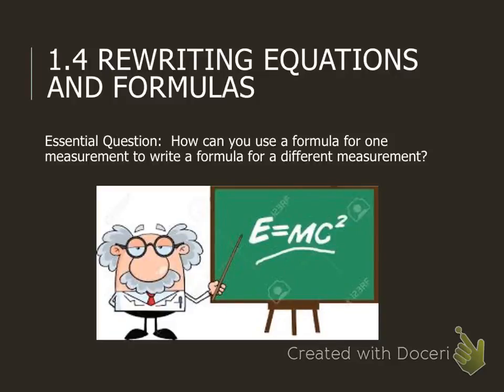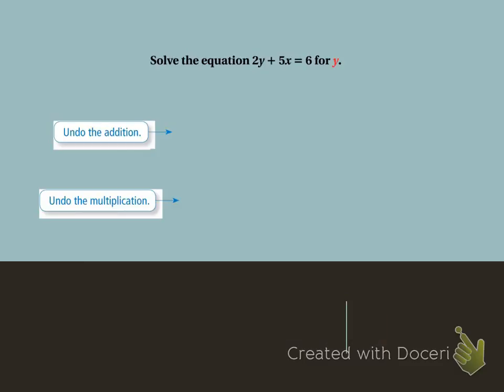This is lesson 1.4, rewriting equations and formulas. The essential question here is, how can you use a formula for one measurement to write a formula for a different measurement? So what we're going to look at here is solving for a variable in terms of a different variable.